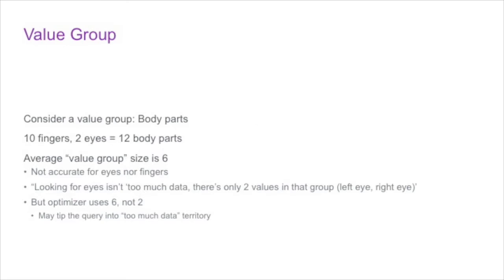Value group. So what's a value group? Consider the value group of body parts. Like we were thinking of a column, if you have a yes/no something, there's only one value group, it's either yes or no. But consider the value group of body parts. And let's just assume that, for the sake of this discussion, body parts are 10 fingers and 2 eyes. So there's 12 different kinds of body parts you have, but if you're talking about fingers, there's 10. If you're talking about eyes, there's 2, left eye, right eye. So the average value group size is 6. Now, if you're an optimizer and you're making decisions based on the average value group size, what are the chances that what I'm looking for is in a certain value group?